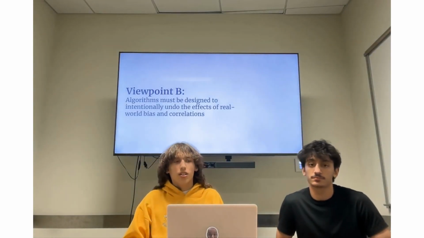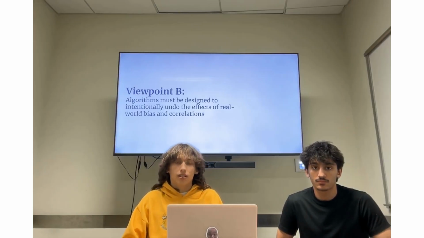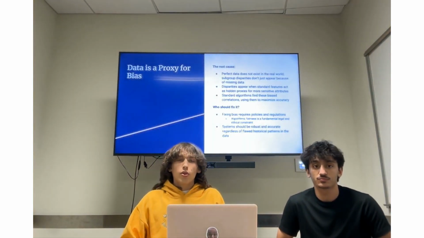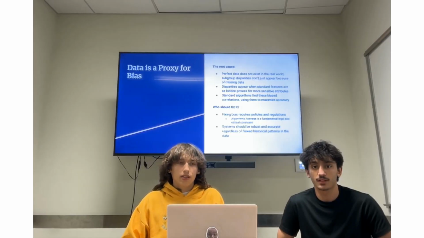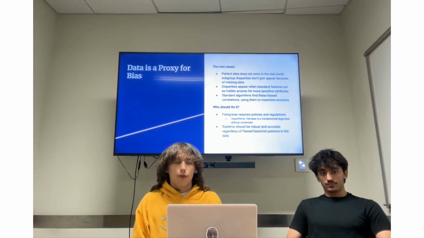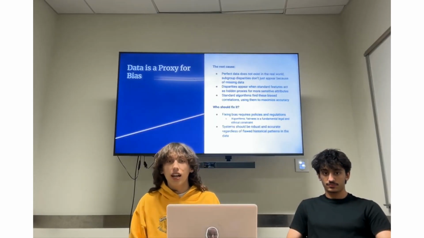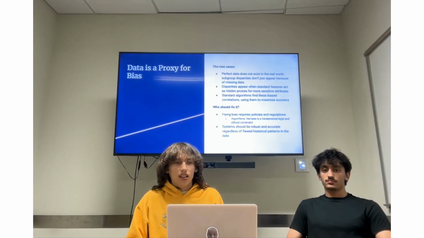So viewpoint B essentially says that algorithms must be designed to intentionally undo the effects of real-world bias and correlations. So the root cause in this argument is that perfect data does not exist in the real world, and that subgroup disparities don't just appear because of missing data. Disparities appear when standard features are acting as hidden proxies for more sensitive features that the dataset might not have access to, but it can infer using other attributes. So standard algorithms find these, use them to maximize accuracy, but in turn make very biased decisions and latch onto these unfair patterns. So who should fix this?